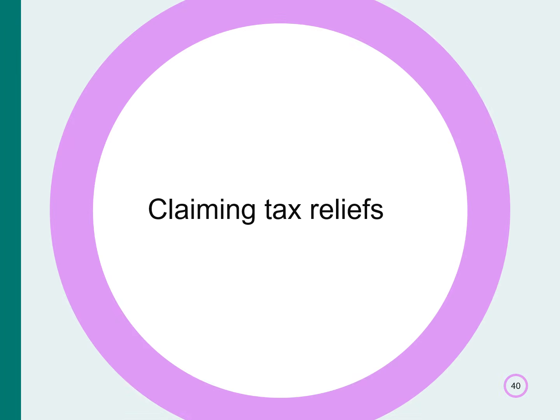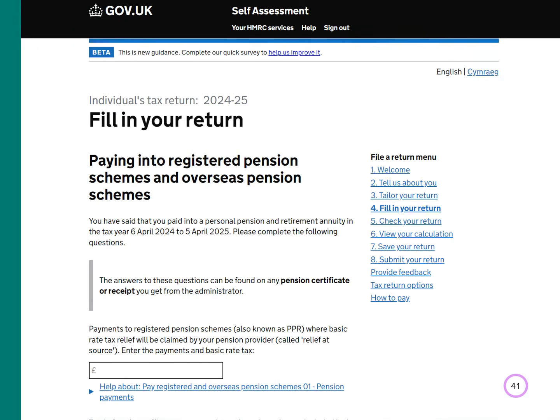Once you've told us about all your income, we ask about tax reliefs you want to claim. We'll now look at the more common tax reliefs you may be claiming. If you paid into a personal pension, retirement annuity or overseas pension scheme, include all payments made on this page. You should do this even if you're not due further tax relief, as it can affect other things in your tax calculation.